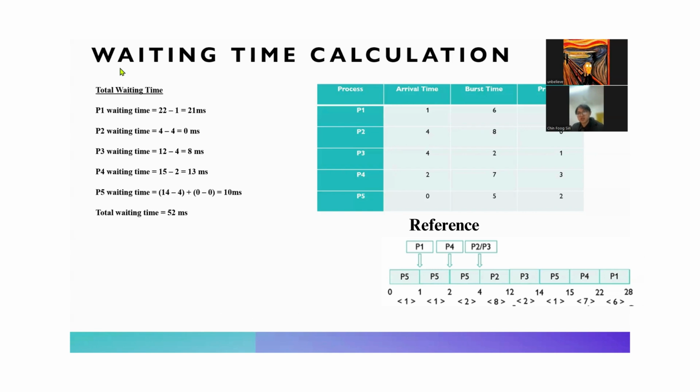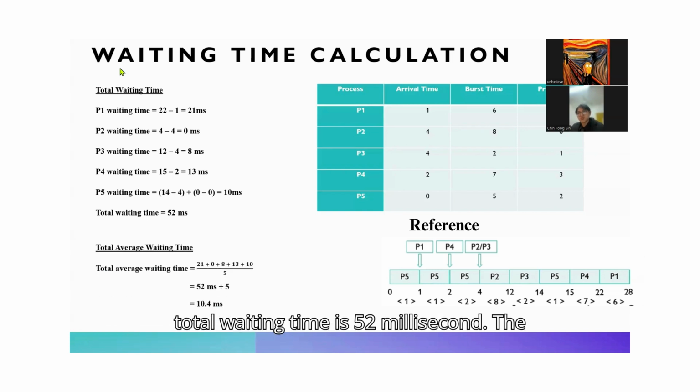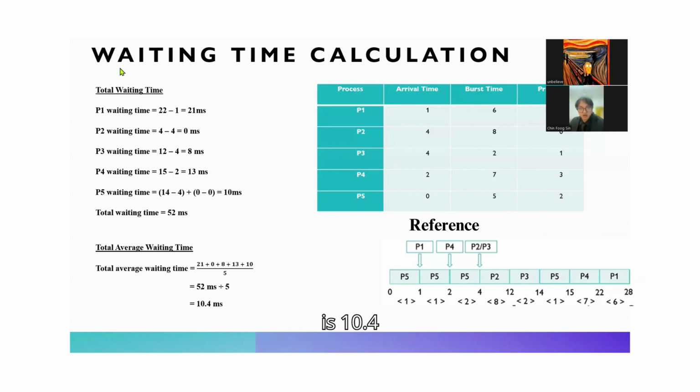So the total waiting time is 52 milliseconds. The total average waiting time is 10.4 milliseconds because 52 divided by 5 processes. So now it is 10.4 millisecond total average waiting time. That will be all for the preemptive priority waiting time calculation and how to calculate the executing time. So thank you very much.